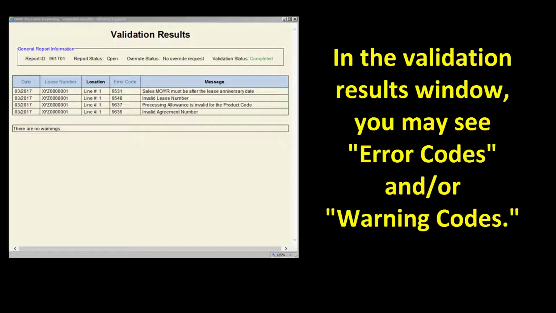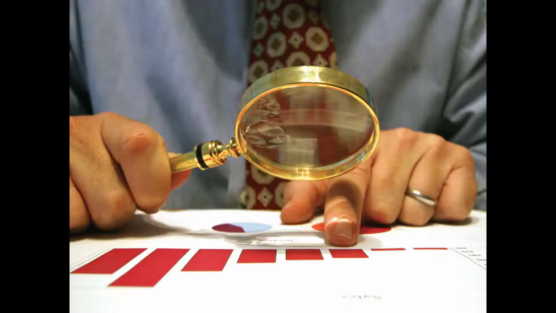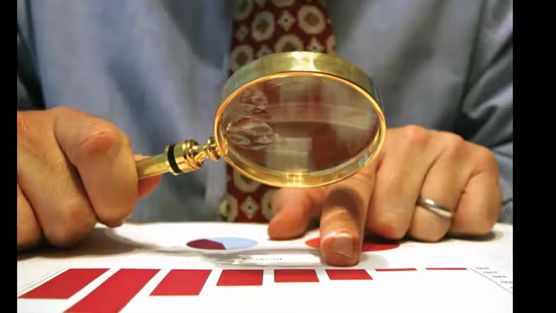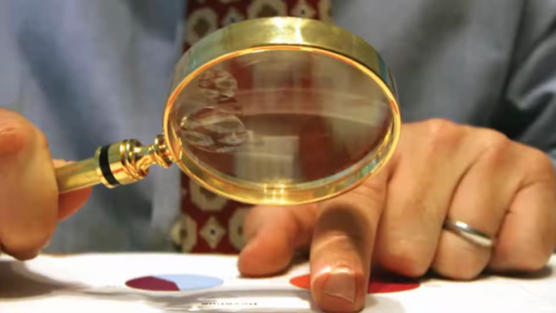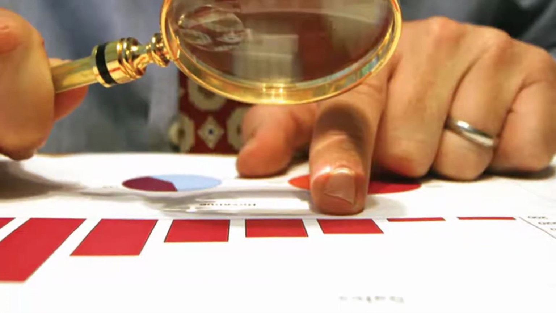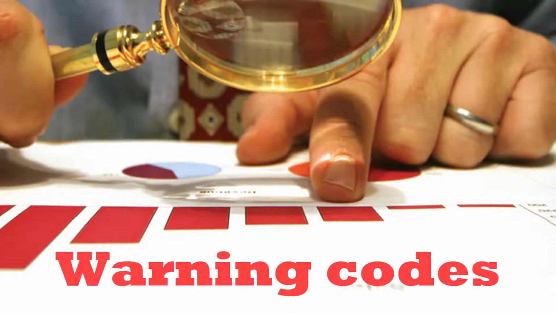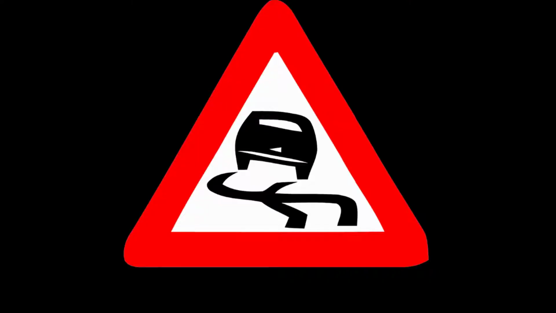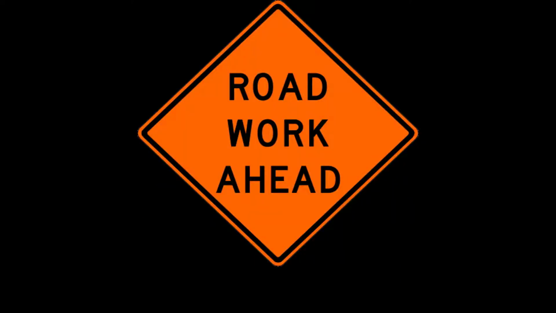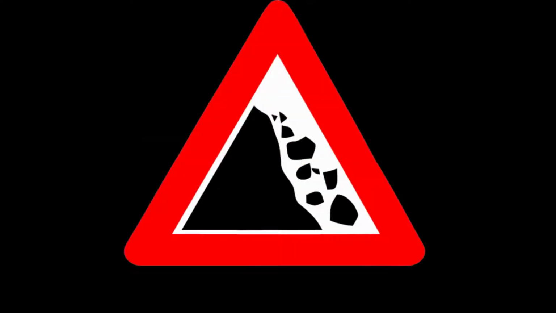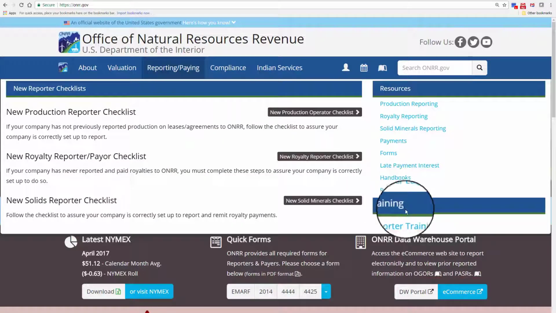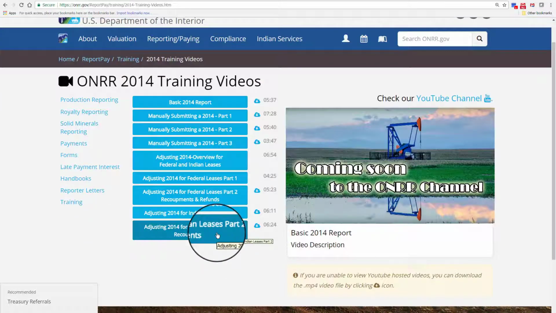In the validation results window, you may see error codes and/or warning codes. You will need to review, verify your data, and correct any errors if possible. Please also review your warning codes. While these errors will not prevent you from sending your Form 2014, some may become fatal errors or have downstream consequences after transmission to ONRR.